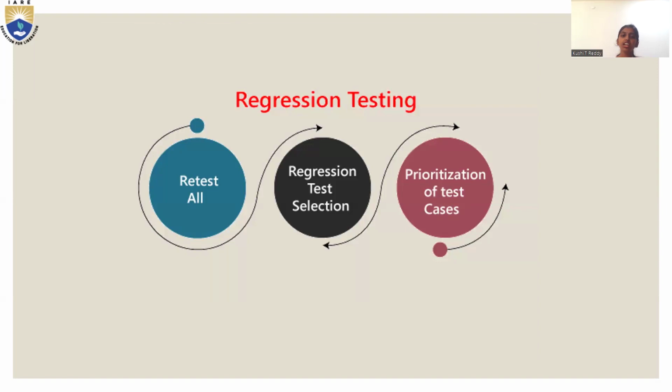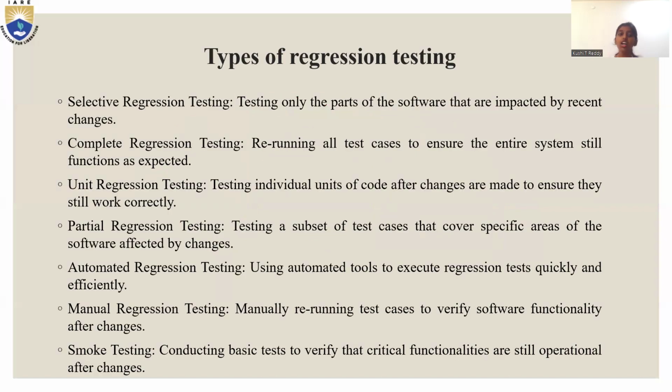So regression testing involves retest all, regression test selection, and prioritization of test cases. A normal simple flowchart which is defining what is regression testing: retesting of all the test cases, regression test selection, prioritization of test cases. So there are different types of regression testings.